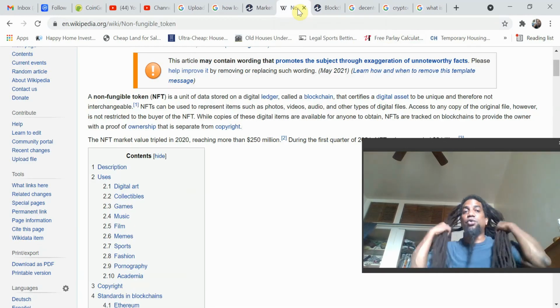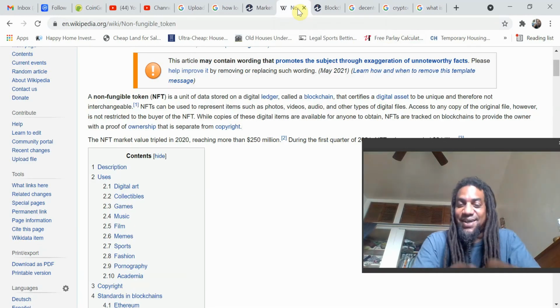I will try to do NFTs right now. NFTs are non-fungible tokens. I'll read the definition first. It's a unit of data stored on a digital ledger called a blockchain. It certifies the digital asset to be unique and therefore not interchangeable. It can be used to represent items such as photos, videos, audio, or other types of digital files. And access to any copy of the original file, however, is not restricted to the buyer of the NFT.